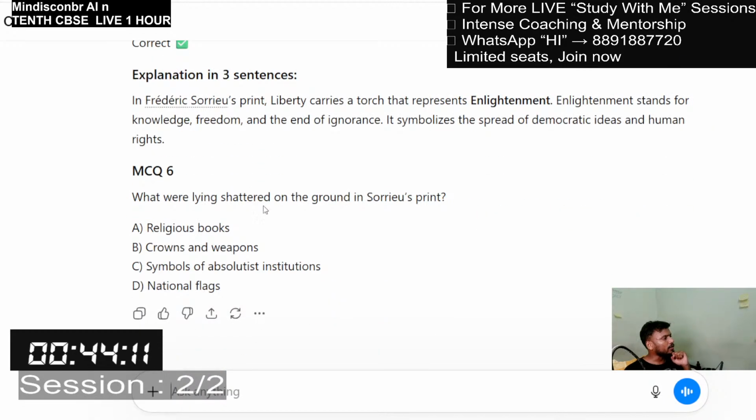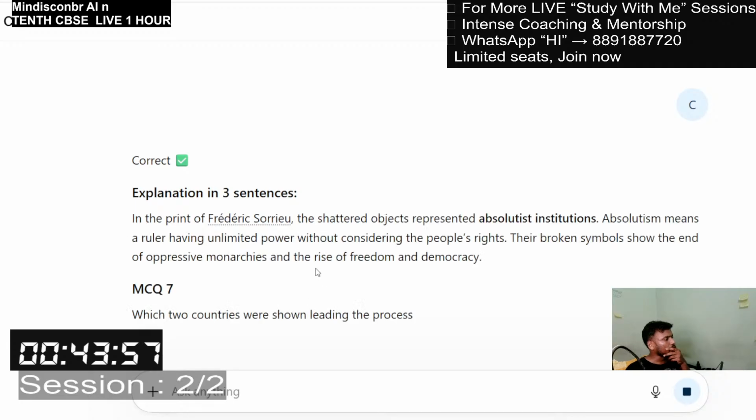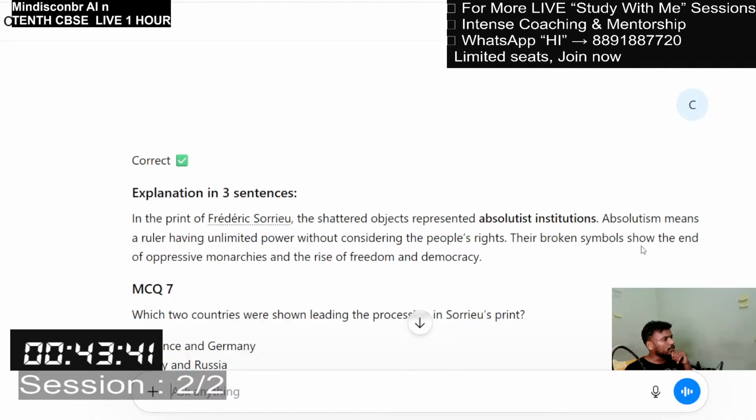What was lying shattered on the ground in Sorio's print? Symbols of absolutist institutions. In the print of Frederick Sorio, the shattered objects represented absolutist institutions. Absolutism means a ruler having unlimited power without considering the people's rights. Their broken symbols show the end of oppressive monarchies and the rise of freedom and democracy.